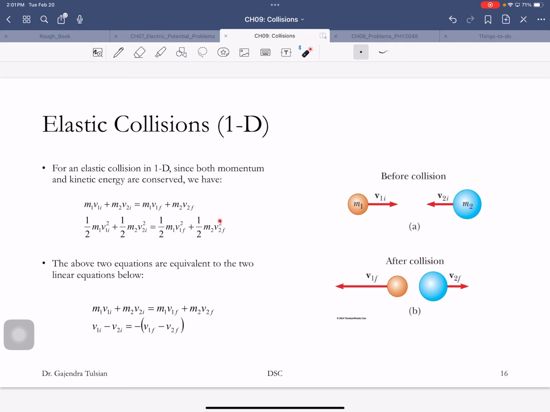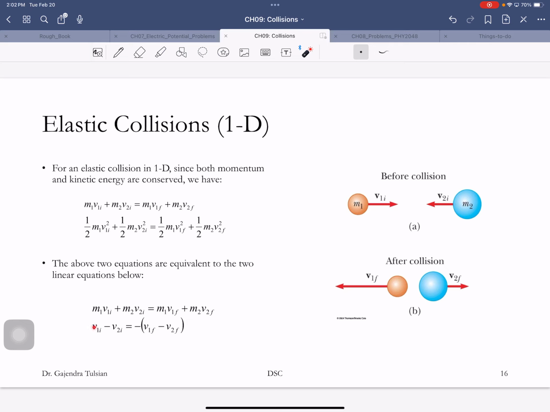Now, this is a quadratic equation, but using these two equations, you can manipulate it, and what you can get is two linear equations. So in 1D elastic collisions, these two equations are true, only for that. The reason we are giving you this is that two linear equations are much easier to play with than a quadratic equation. Now let's see what this is saying.